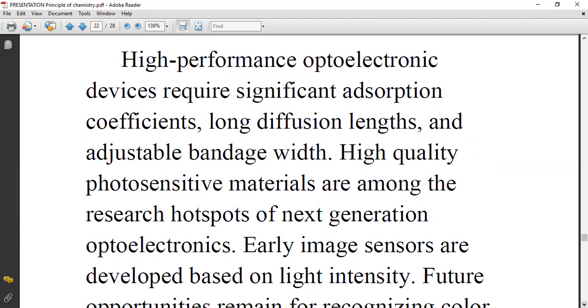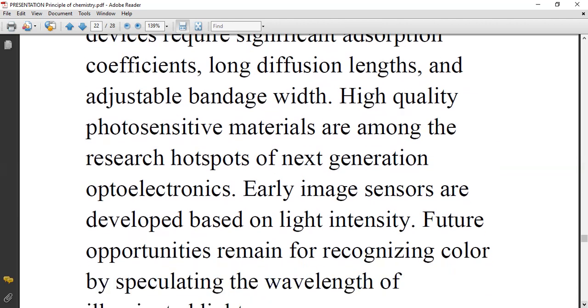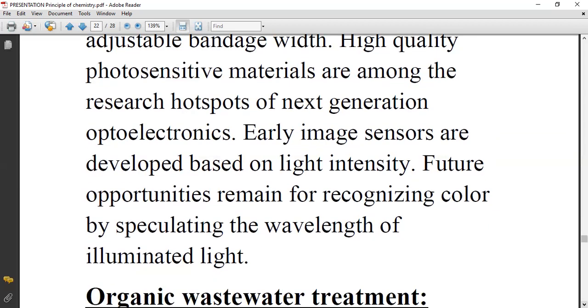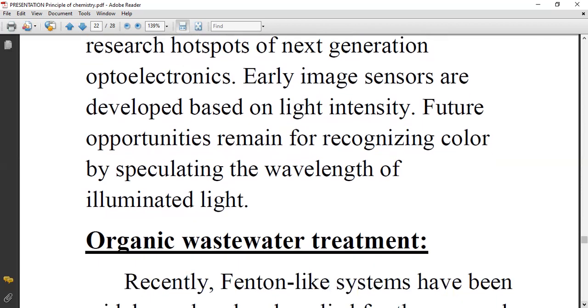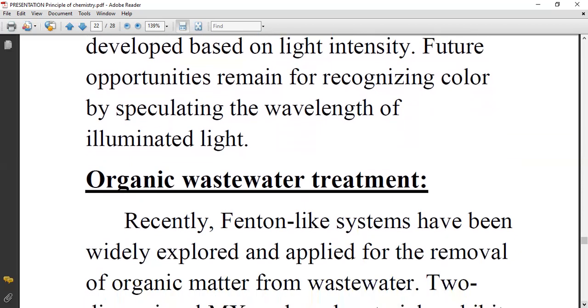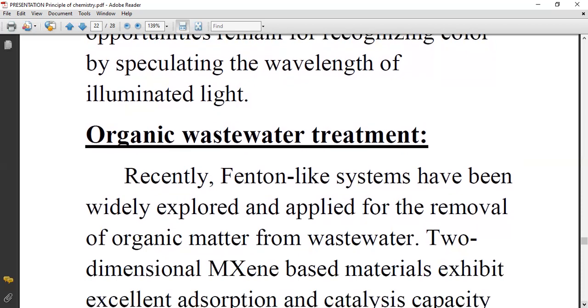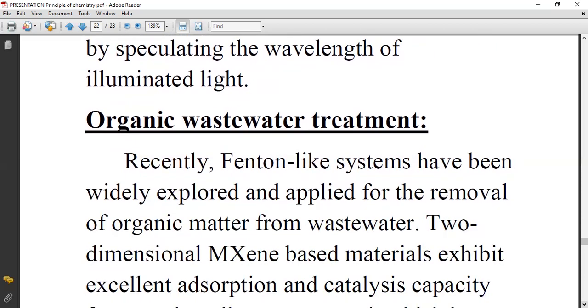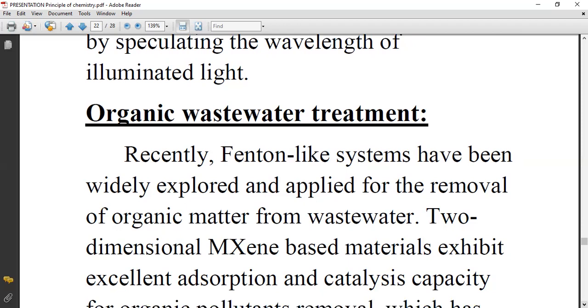High performance optoelectronic devices require significant absorption coefficient, long diffusion length, and adjustable band edge width. High quality photosensitive materials are among the research hotspots of the next generation optoelectronics. Early image sensors were developed based on light intensity. Future opportunities remain for recognizing color by speculating the wavelength of illuminated light. Fifth application is organic wastewater treatment.